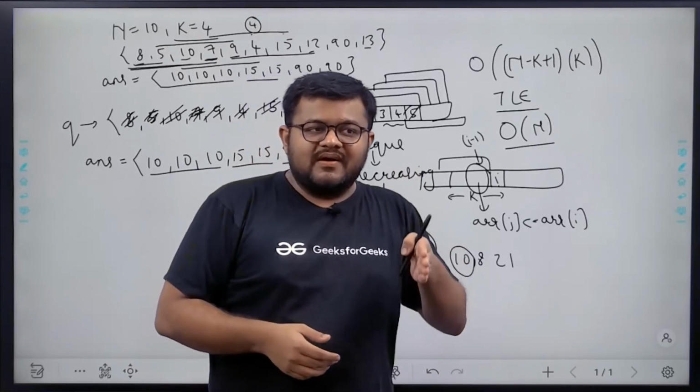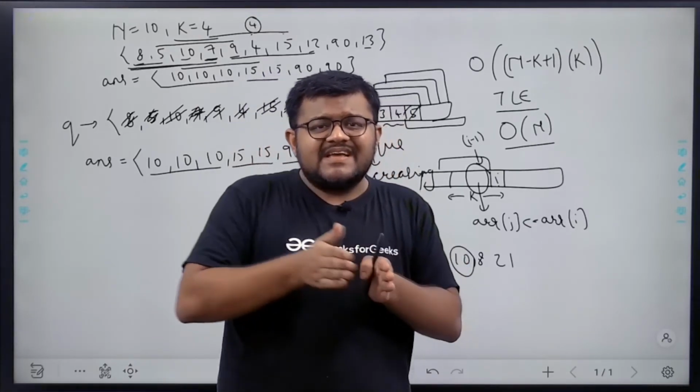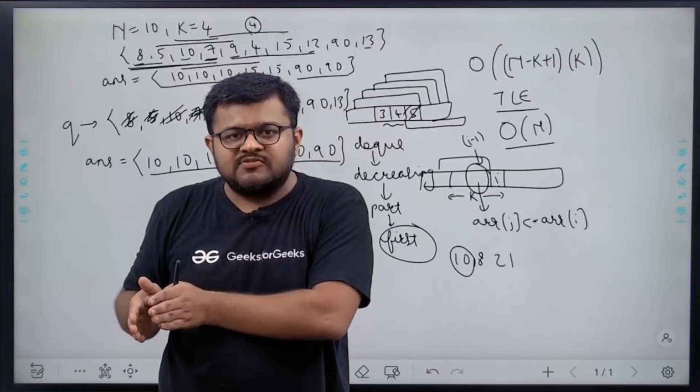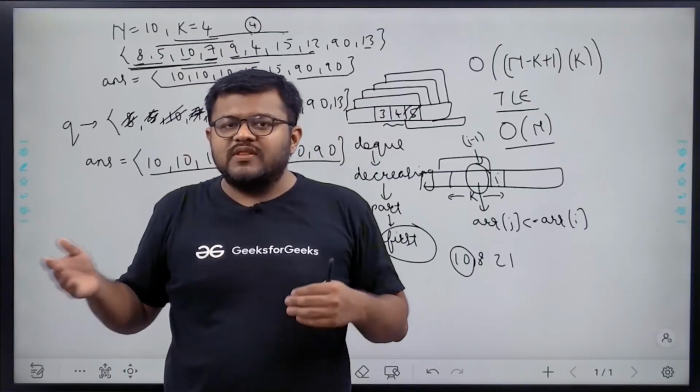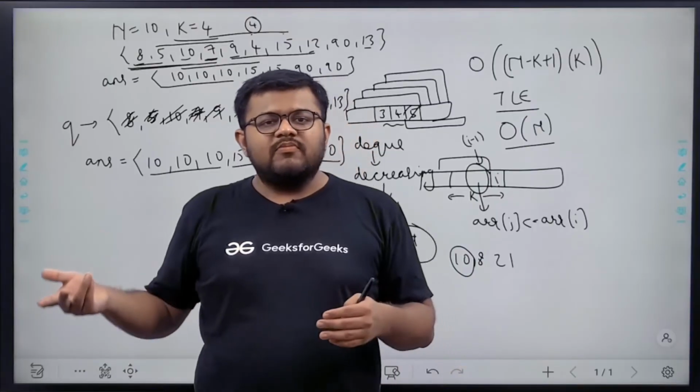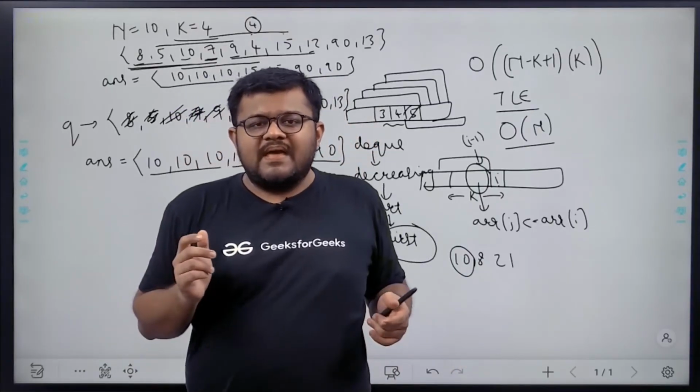If the ending index is i, the starting index is i minus k plus 1. So all the elements in the queue which are of index i minus k or before that, we need to remove them. There will be only one such element, if it exists, and that would be i minus k.